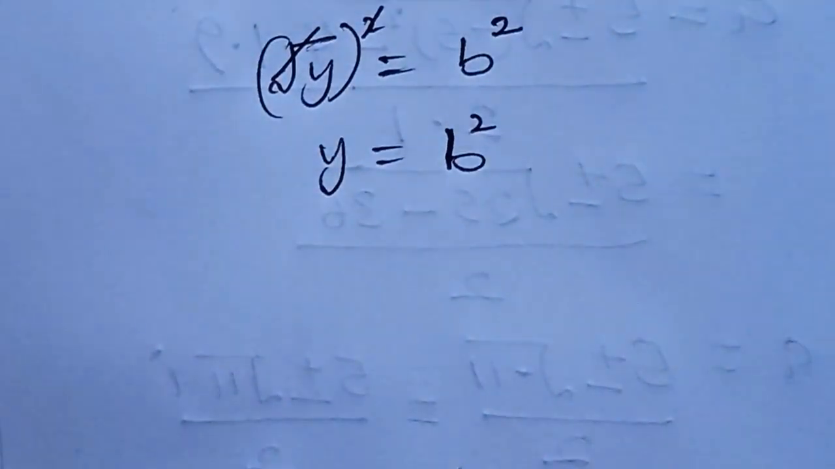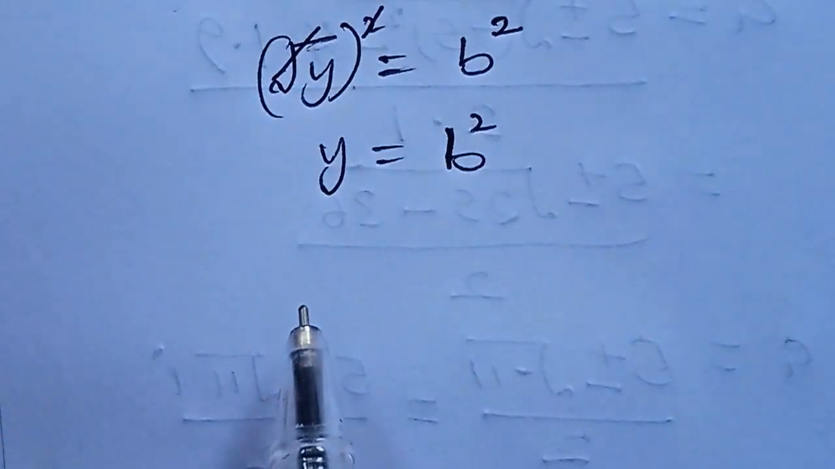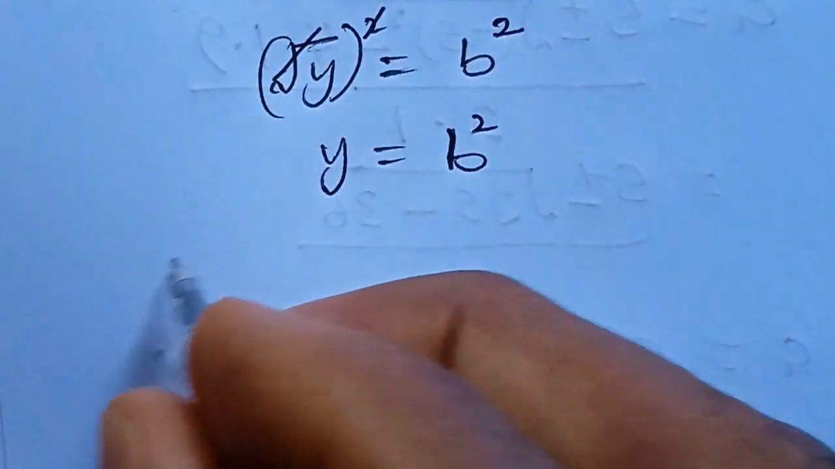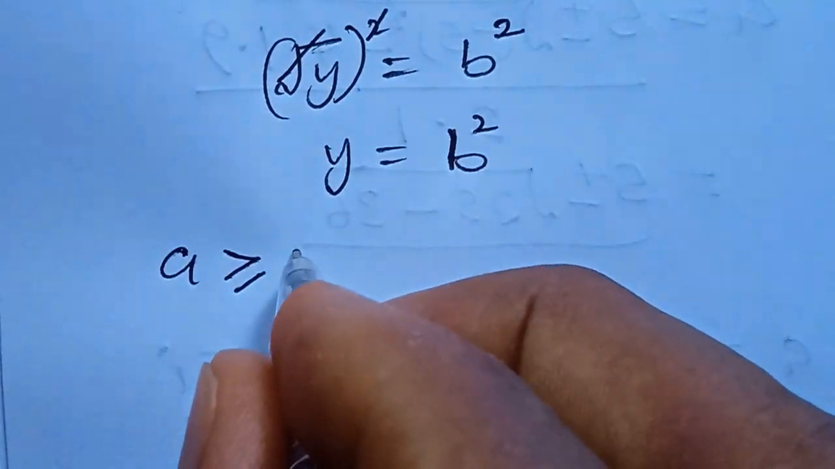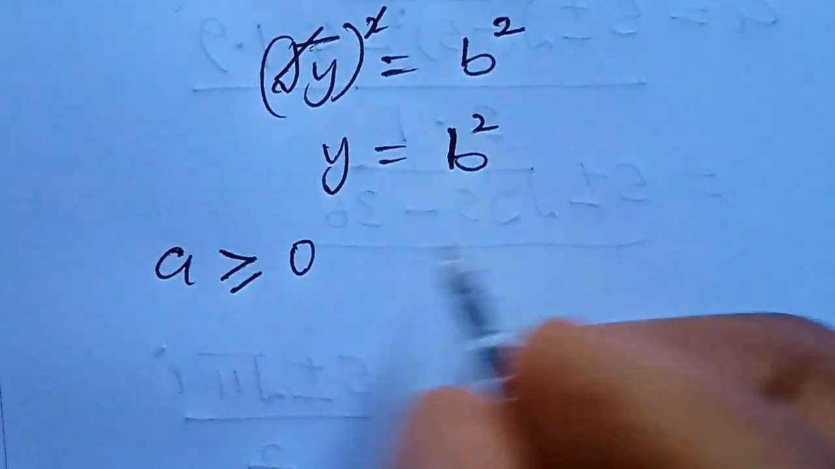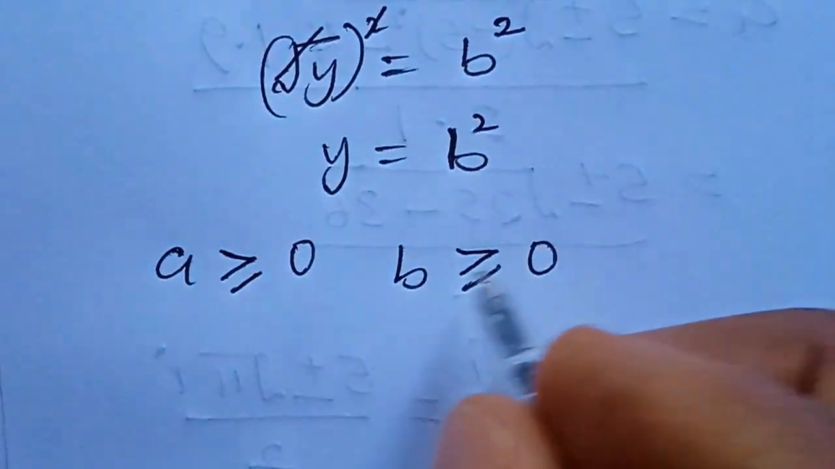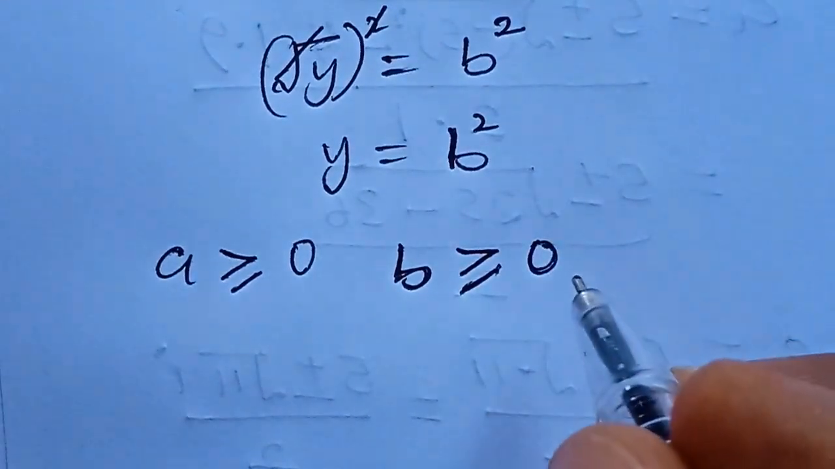From this, you understand that since square roots are only defined to be non-negative real numbers, we must bear in mind that a here must be greater or equal to 0. Likewise, b should be greater or equal to 0.